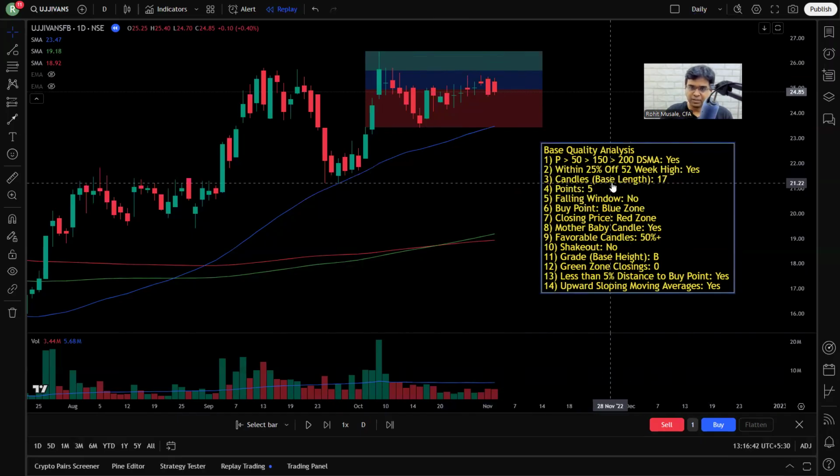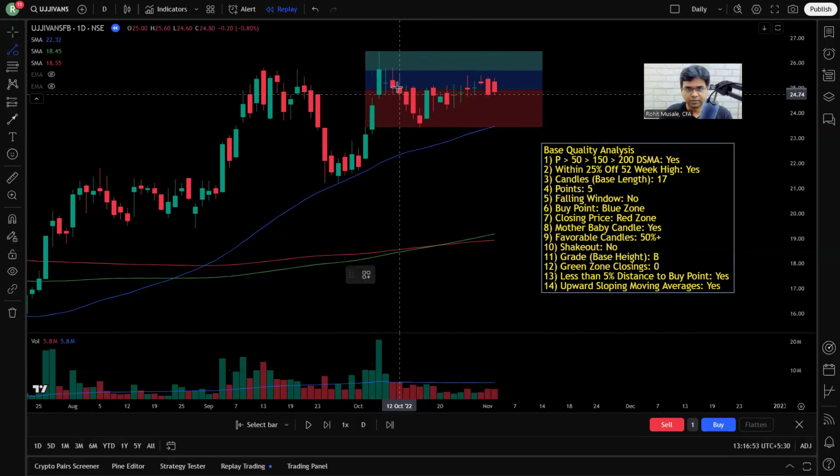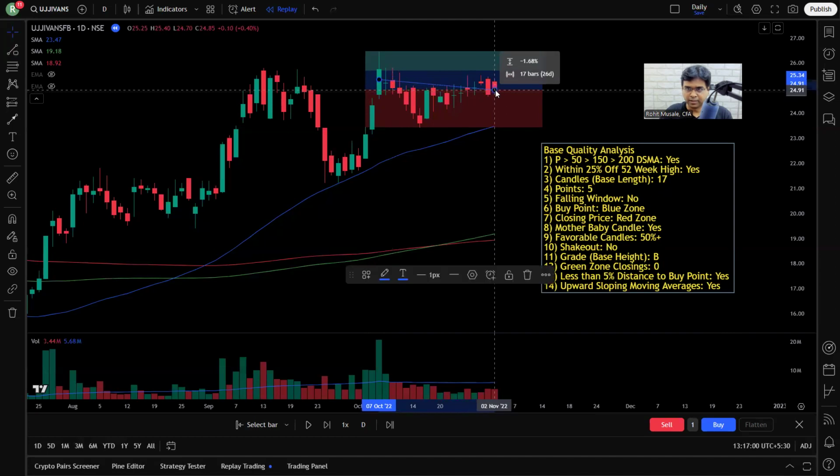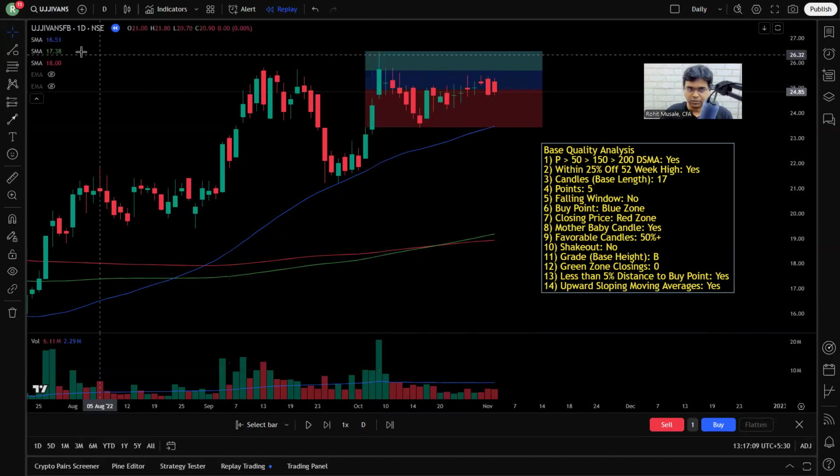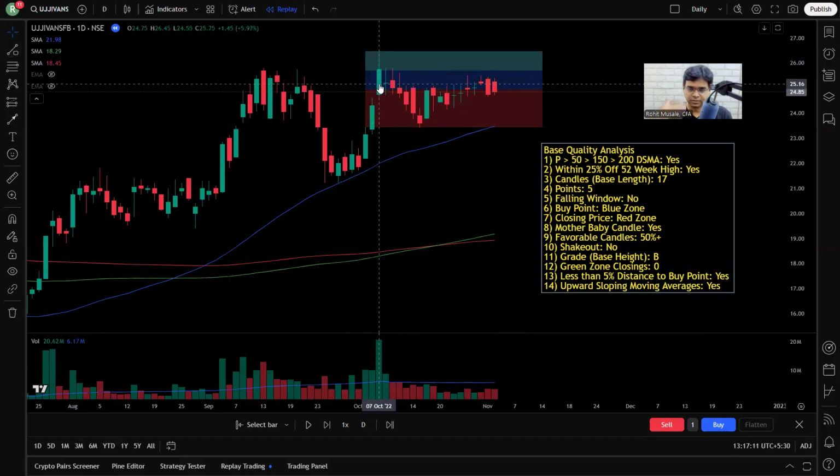Number of candles in the base. How many candles do we need in the base minimum? We need minimum 10 candles. This base has got 17 candles. How will you measure that? Just click here, this is the candle that completes point 1. So click on this candle and then click on this candle. See, 17 candles. It doesn't count this candle, so we start counting from here only. This tool doesn't count this candle, so it's favorable to us.